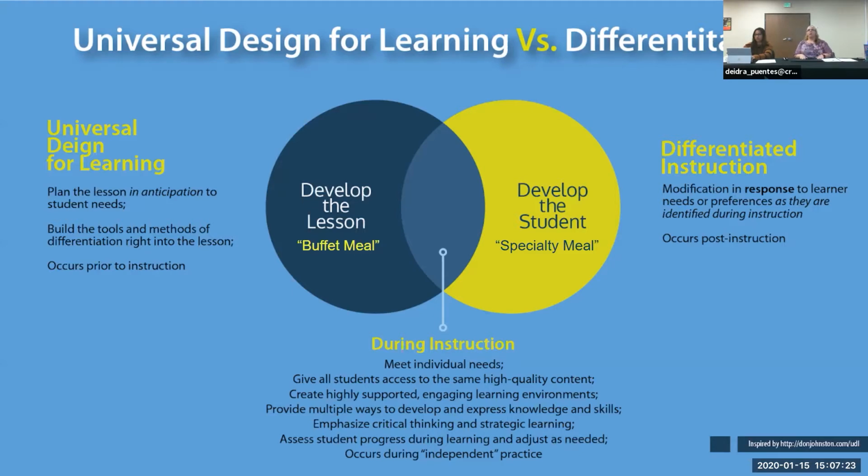So if you keep that in mind when you're making your lesson plan, it would be, oh, if I make a buffet, that means there's something for everyone. Like everybody can find a way to learn the content. Whereas if you're differentiating instruction, it's like sitting down and ordering specifically what you need or what you want, and maybe you want your steak rare. So that is something that you should take into consideration.